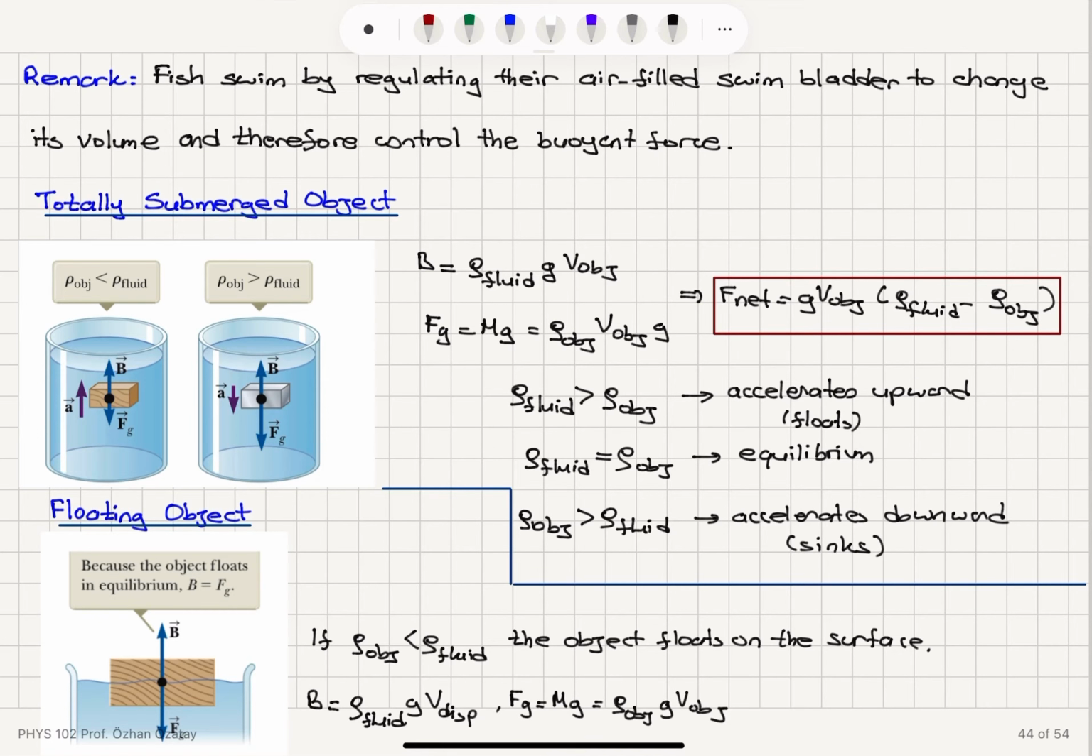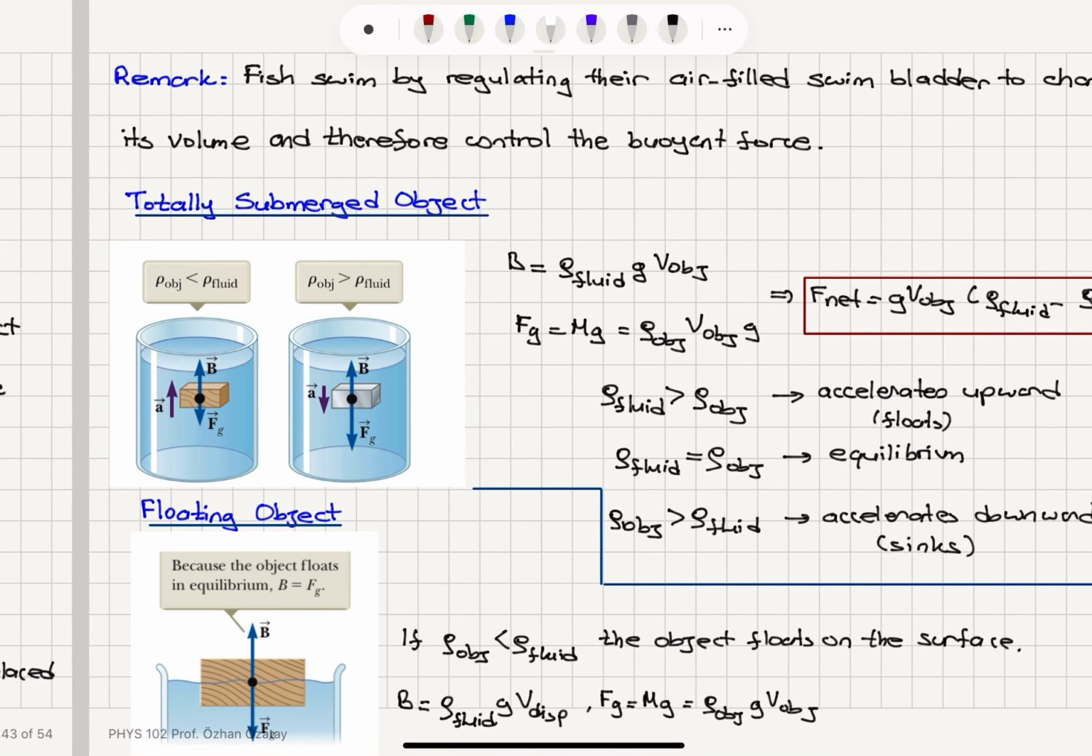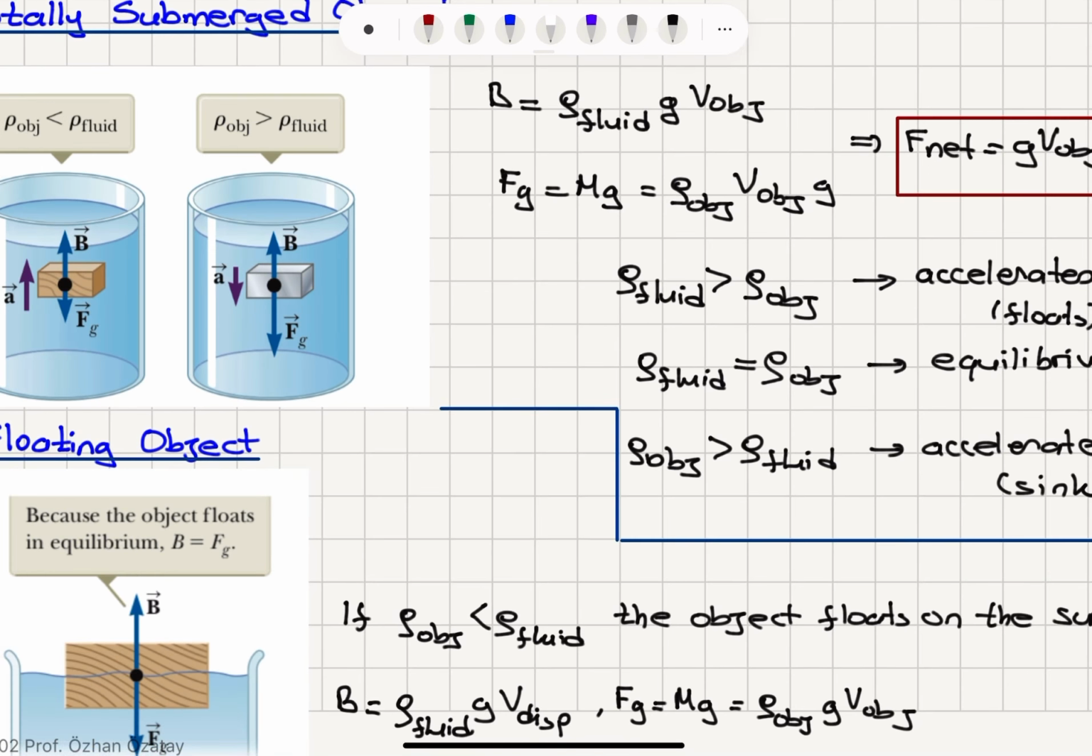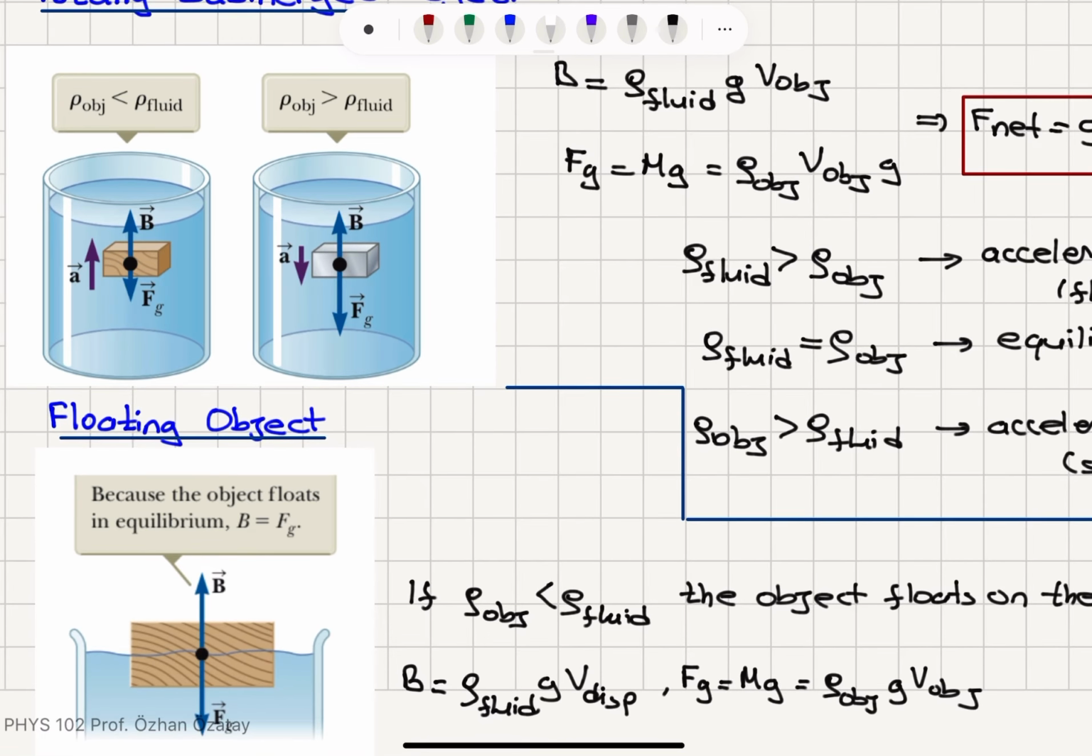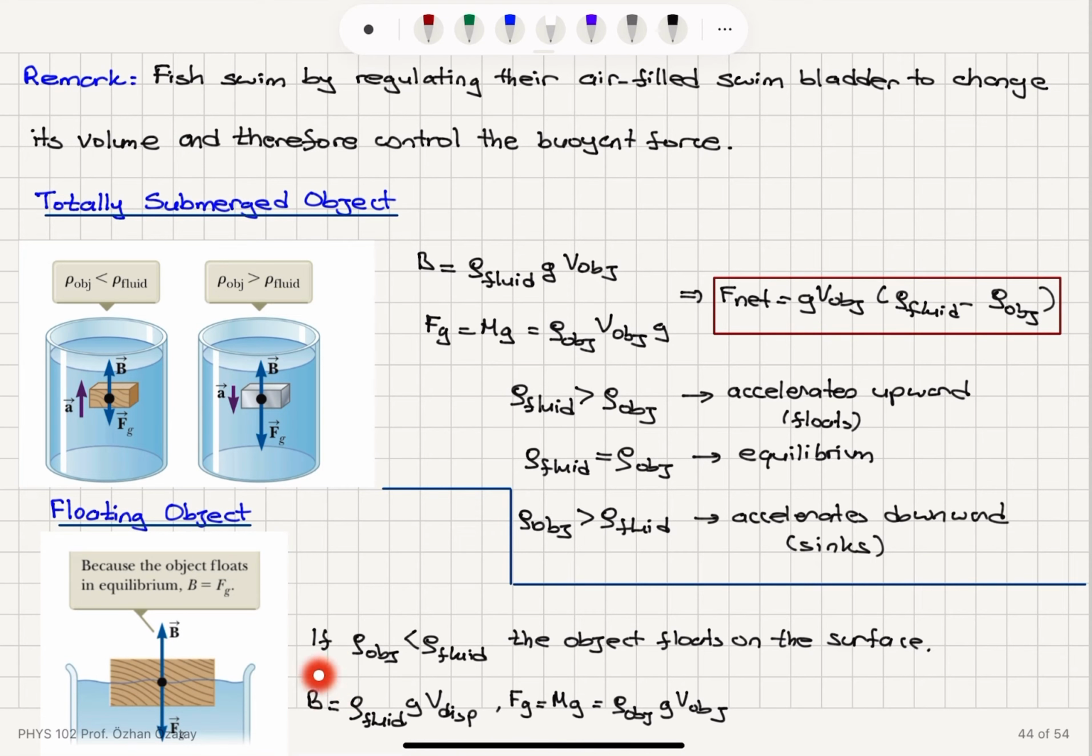If the object accelerates upward, we will see that when the object comes out of the fluid level, the buoyant force will start decreasing because the volume displaced by the object, that is the volume of the object underneath the fluid, will be decreasing. And when the buoyant force exactly balances the weight of the object, we will have equilibrium.